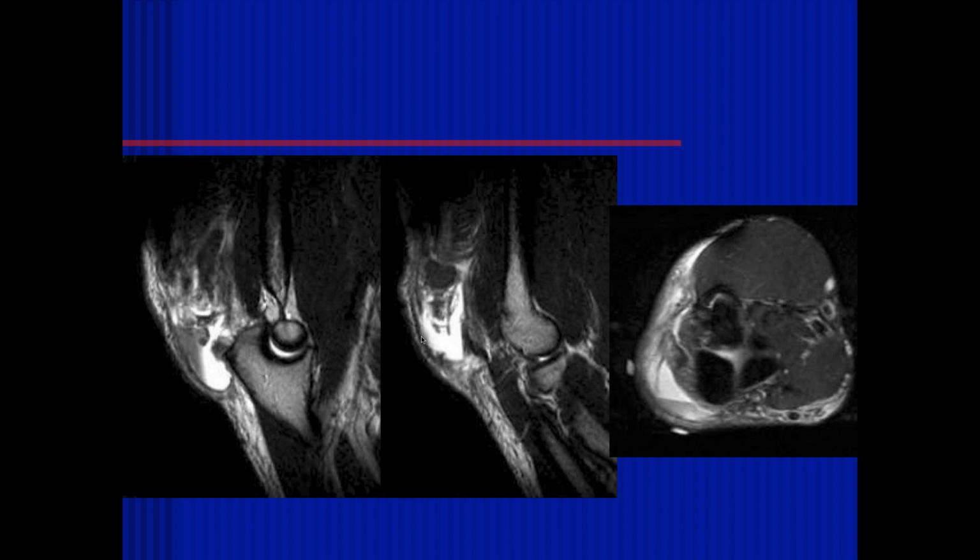So here we can see some fluid signal intensity along the posterior elbow. I'd be concerned about olecranon bursitis, and there is some debris present.